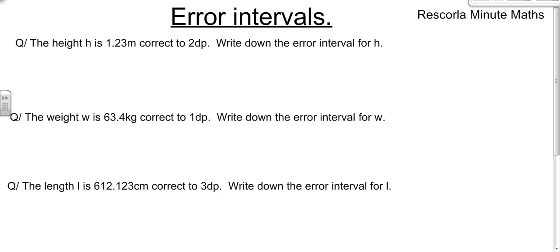Now today's one is a little bit tricky because this is pretty much the first time we've ever seen the term error intervals. And so the question would look something like this. So the height of something is 1.23 meters correct to 2 decimal places. Write down the error interval.